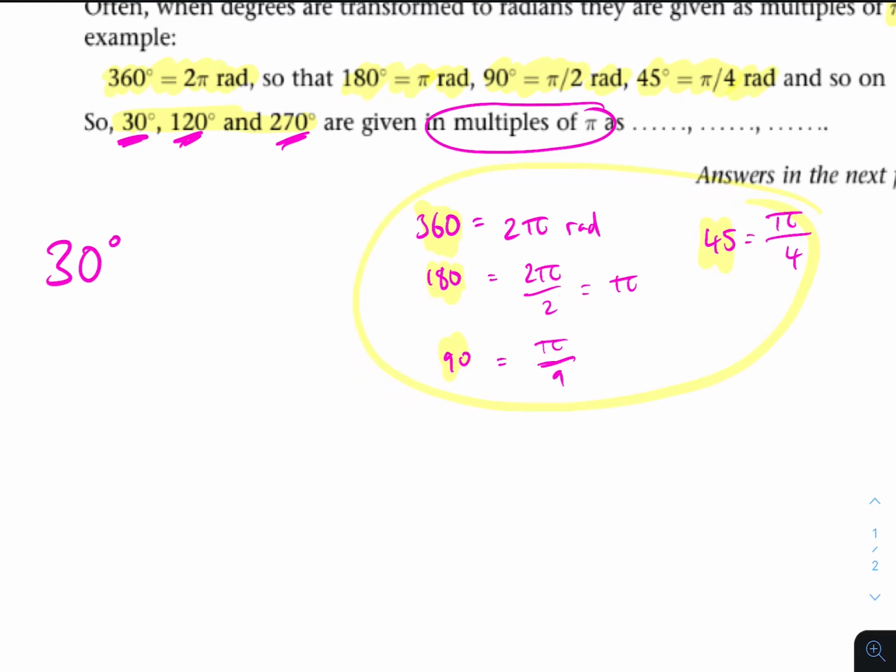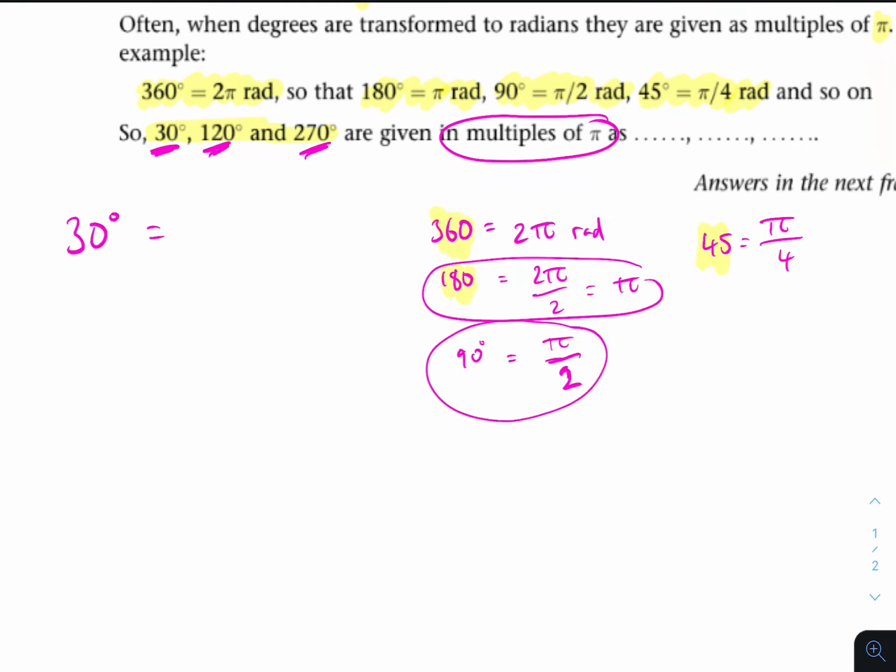So if we take 30 for example, from this 90 degrees here, obviously 30 is just 90 degrees divided by 3. So if we take pi over, this is supposed to be pi over 2 here. Don't know what that says, but yeah, that's supposed to be pi over 2 there. So 90 degrees is pi over 2. Then 30 degrees would just be pi divided by 6, right?